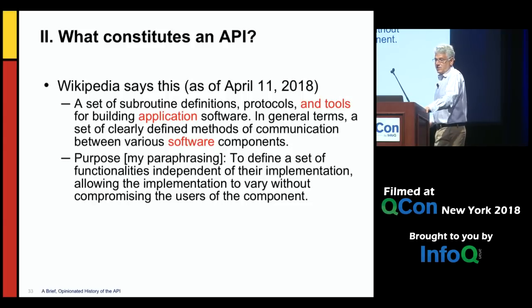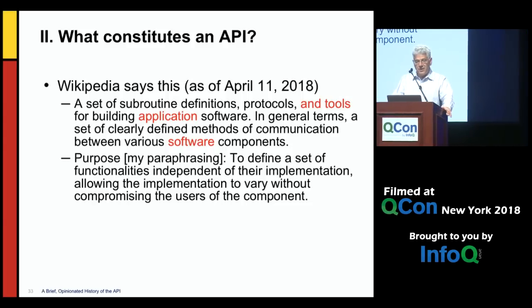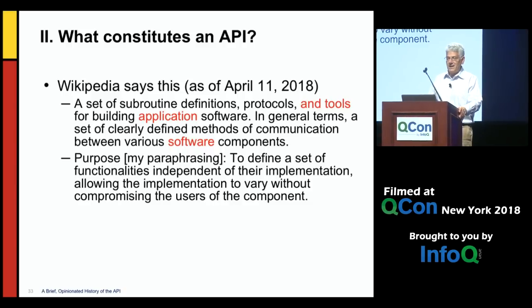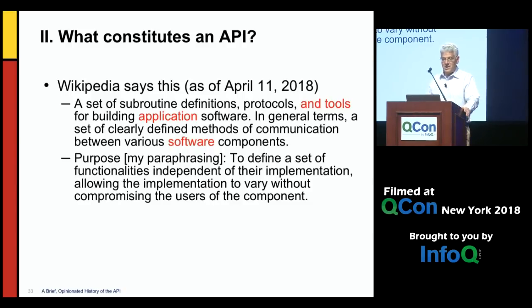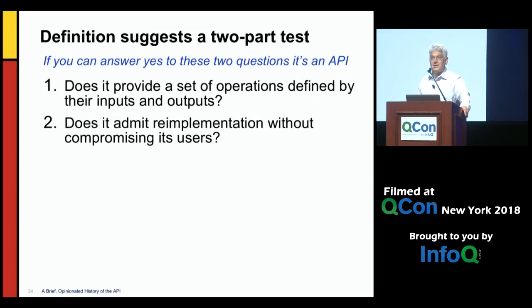The purpose is described, and this is my paraphrasing, as to define a set of functionalities independent of their implementation, allowing implementation to vary without compromising the users of the component. And this definition gives rise to a two-part test for whether something's an API or not. If you can answer yes to both of these questions, it's an API. Does it provide a set of operations defined by their inputs and outputs? And does it admit reimplementation without compromising its users? If you can say yes to both of those things, then you probably have an API on your hands.